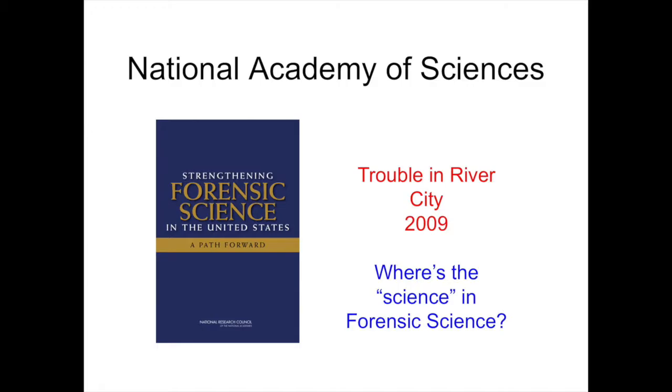But there are problems with DNA, and in 2009, the National Academy of Sciences published a report on strengthening forensic science, and their question was, where's the science in forensic science? They were reasonably happy with DNA, but they weren't happy with the rest of it. So today I'll be talking about problems with DNA evidence as well, how it works and sometimes how it doesn't work.